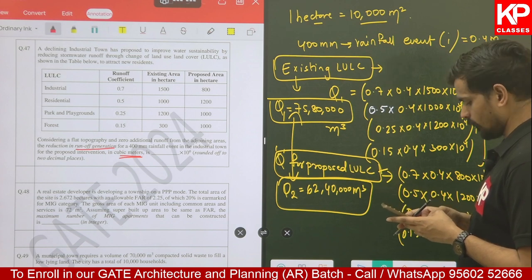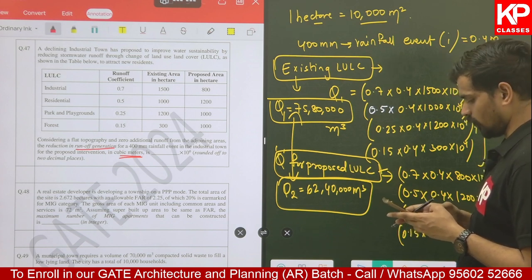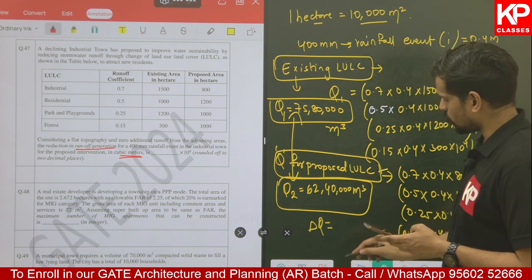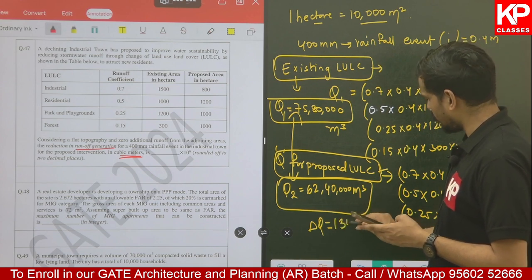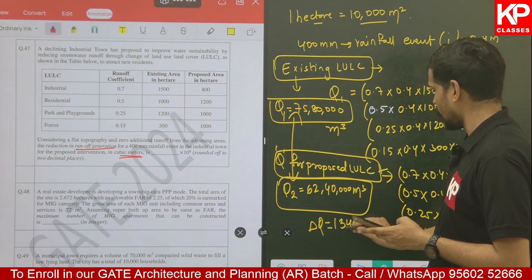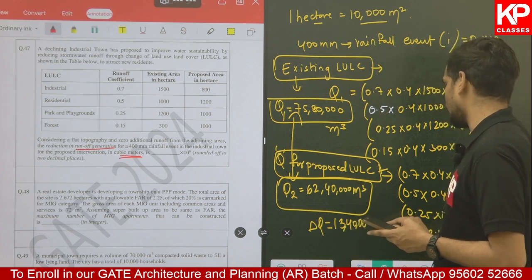Minus 62,40,000. That's coming out to be, so the change in the runoff quantity due to change in land use cover is coming to be 1,340,000 cubic meter is the answer.